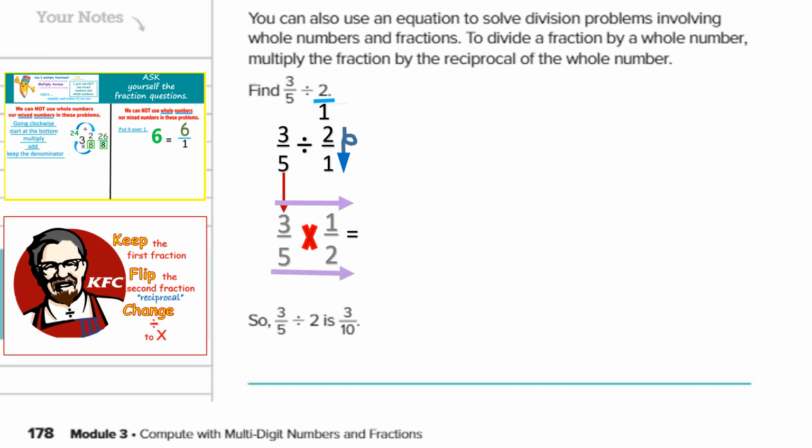I multiply across, and every time I've worked these for the past several years of teaching 6th grade, I always show those arrows, so I know what I mean by multiplying across. So my denominators get multiplied, my numerators get multiplied. When I multiply my denominators, 5 times 2 is 10. When I multiply my numerators, 3 times 1 is 3. Then I ask, can I simplify or reduce? No, 3/10 is as low as I can go.